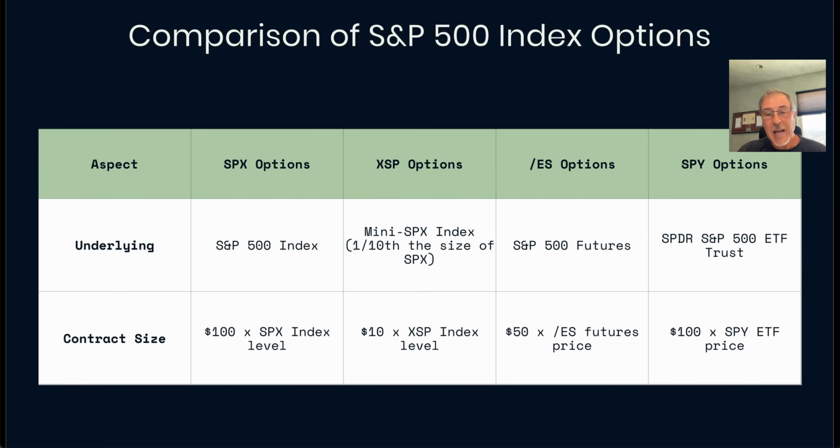Then we look at contract size. Again, covered this a little bit, but SPX is the big one. And XSP is 10% of the SPX. Futures are $50, based on being half the size of SPX. And this is a typo. This should be $10 as well. So I do need to change that, but note that this is $10 here also.